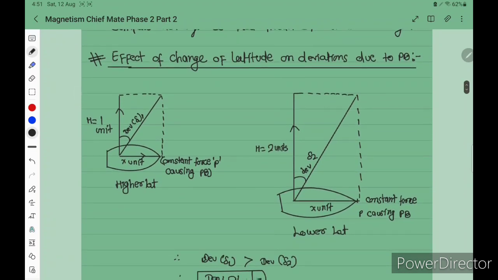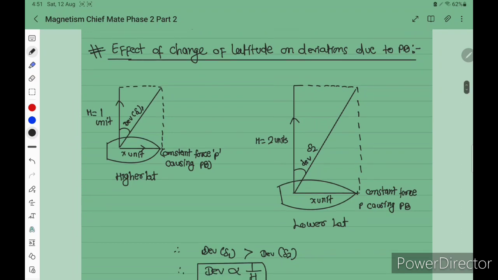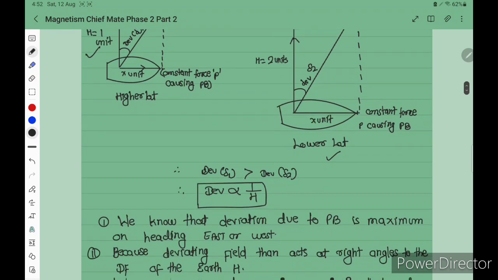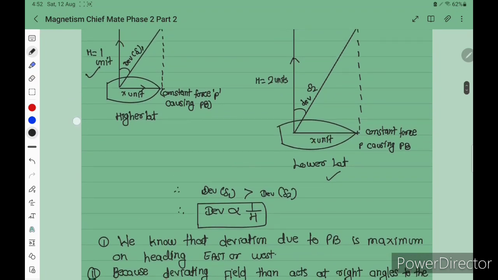Effect of change of latitude on deviation due to PV. Okay, so deviation, it is higher latitude. If you see, at higher latitude H is nil and it is maximum at the equator. So H is small on the higher latitude. So with constant force PB, H is small on the higher latitude and H is maximum on the lower latitude because it's maximum at the equator. Okay, so deviation 1, which is this one, deviation 1 is greater than deviation 2. That means on higher latitude, the deviation is more than on the equator, those lower latitudes.